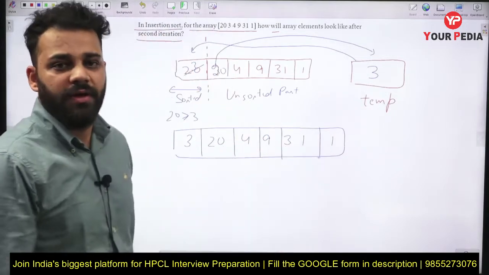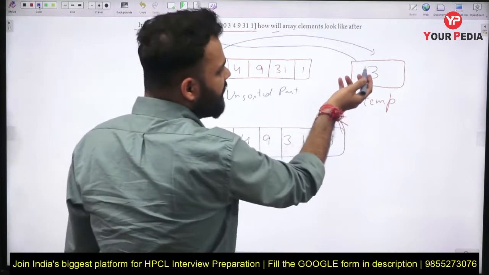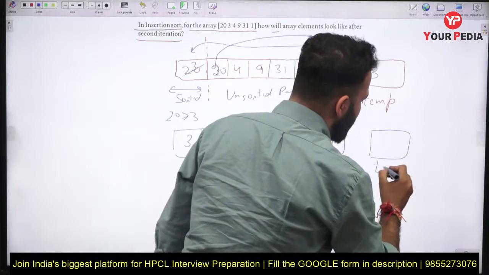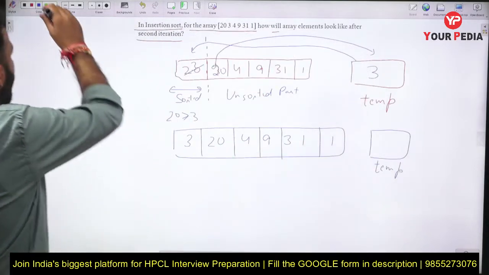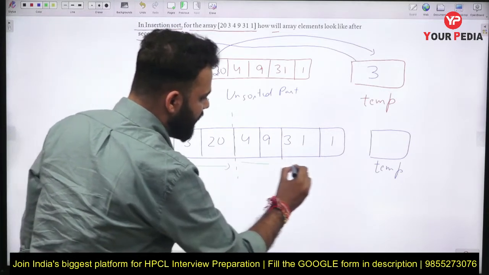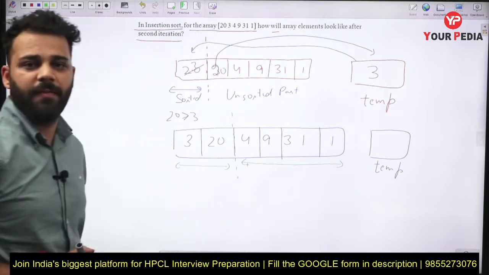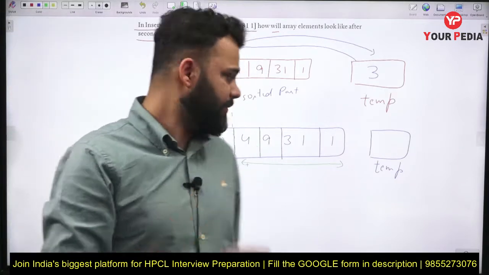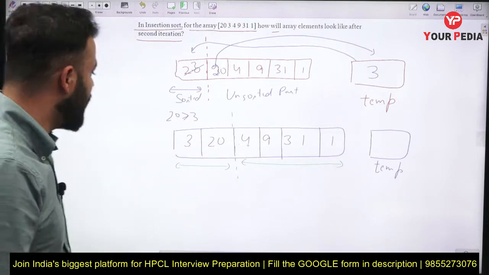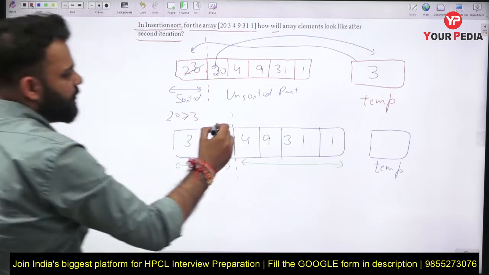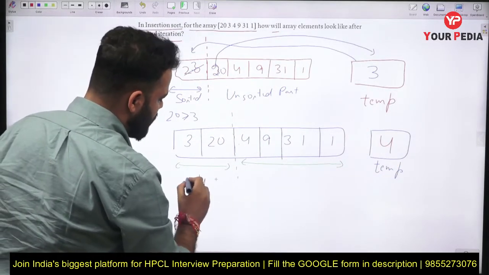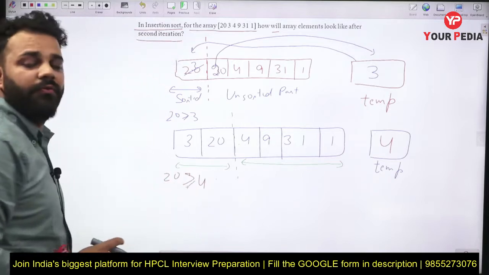the first iteration. Now again there is a temporary variable, and the value of the temporary variable has been shifted to the array. So the temporary variable is empty now. Now again our array is divided into two parts. This is the sorted part and this is the unsorted part. Now again we will take one element from the unsorted part and compare that element with all the other elements. We will store this 4 in the temporary variable, and first we will check whether 4 is less than or greater than 20. So 4 is less than 20.